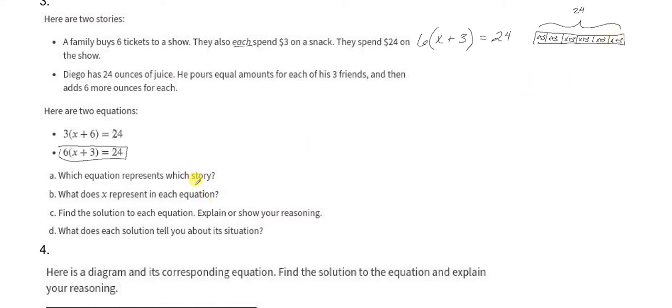Alright? And so what does x represent in this equation? X is, let's write it up here. So x is the price for a ticket.